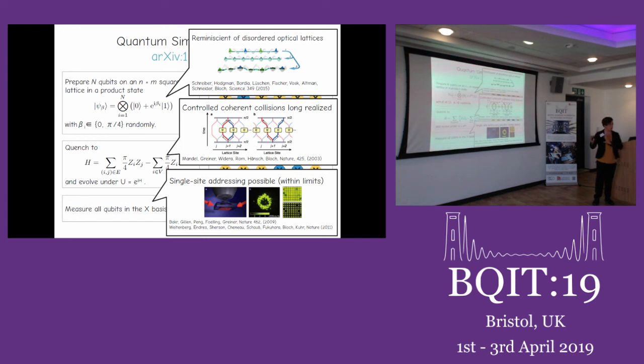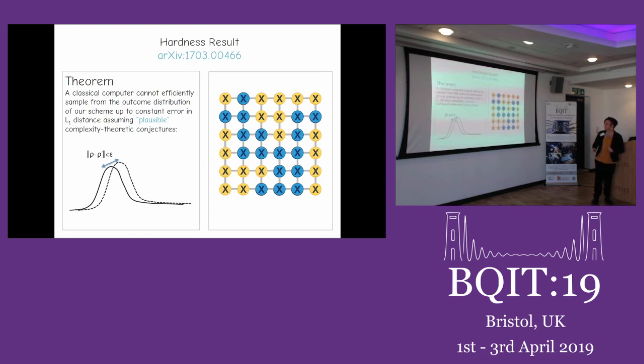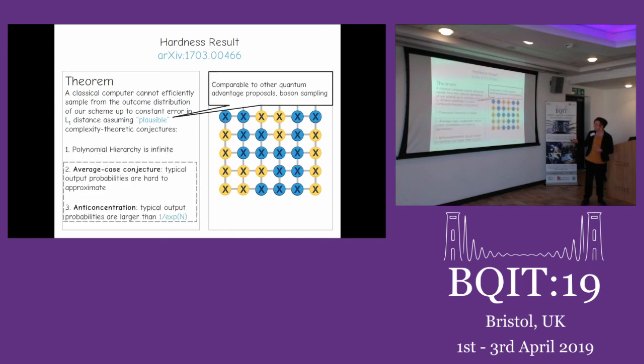Now I'm going to move towards what is hard to simulate in these protocols. We have this main result, and what the result says is something analogous to what you find in the boson sampling paper, but for our architecture. What we show is that generating numbers from the probability distribution of the quantum computer is actually hard, assuming some complexity theoretic conjectures. In fact, we are using very similar complexity theoretic conjectures to the boson sampling paper, the IQP setting, or the random quantum circuit proposal by the Google research group.